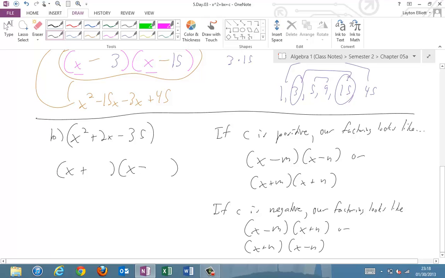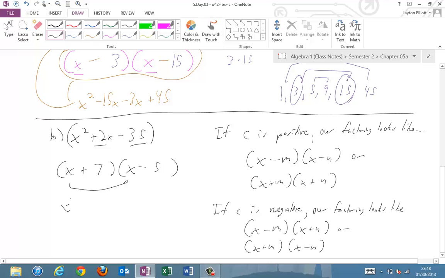The trick is, now what numbers multiply to 35 but differ by 2? They multiply to 35, but they're going to differ by 2. And that's going to be a 7 and a 5. If you kind of say 7 times 5 is 35, I know those are different by 2. Now we're going to sort of play around with, okay, well, if I put the 7 here and the 5 here, and I FOIL it out, that's going to work.